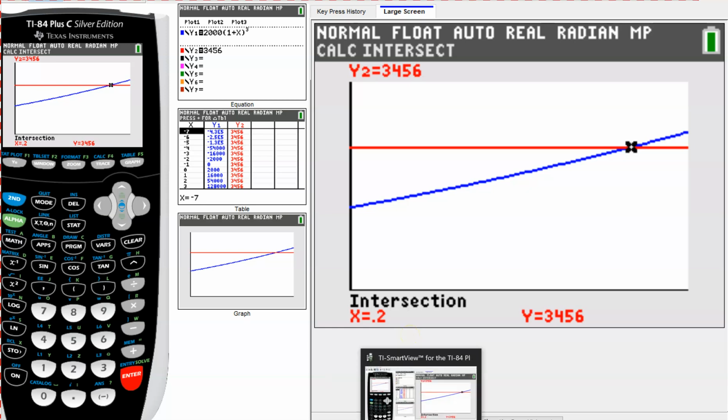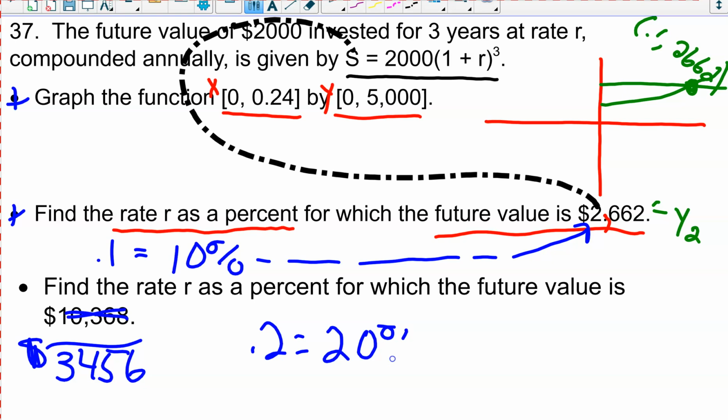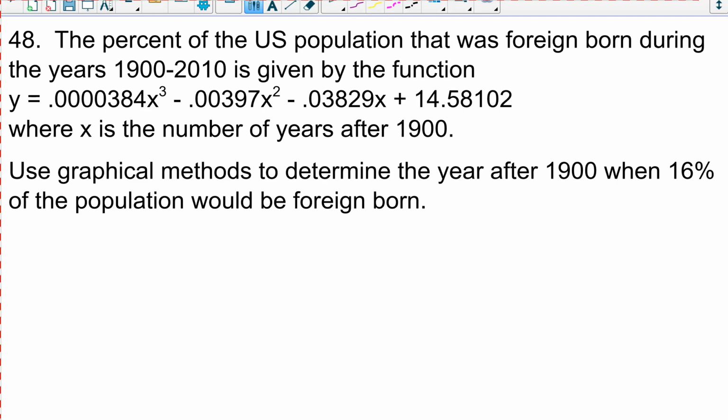So we go back to here. So I changed this to match your book, just so you can use this for your homework then. And that's going to be 0.2 or 20% in order to get this amount after that many years. Okay, so that is 37. And let's take a look at the last problem for this section, which is number 48.